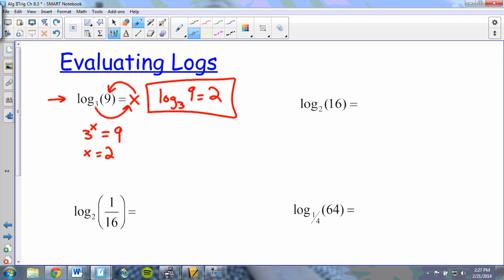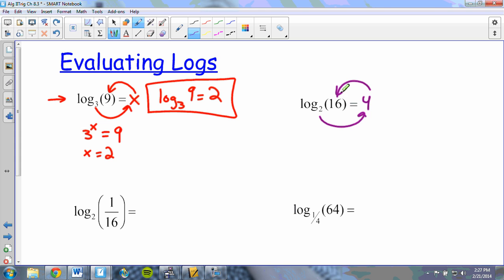So this is asking the question, 2 to what power is 16? When you see log base 2 of 16, it's really asking 2 to what power is 16? Well, 2 to the 4th power is 16, so log base 2 of 16 equals 4.